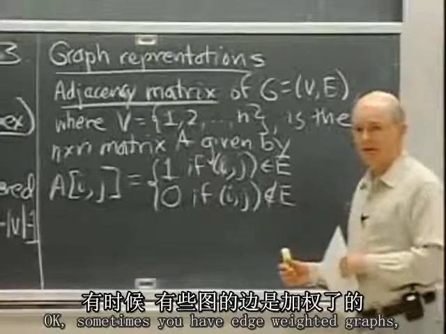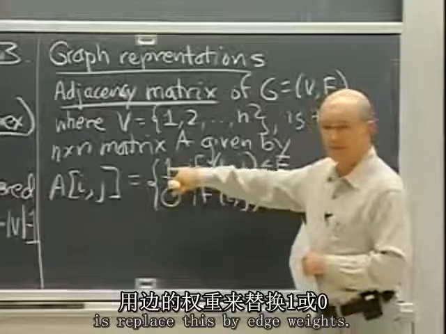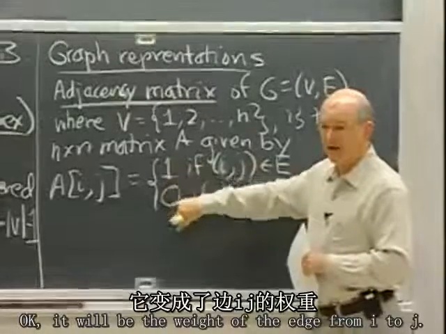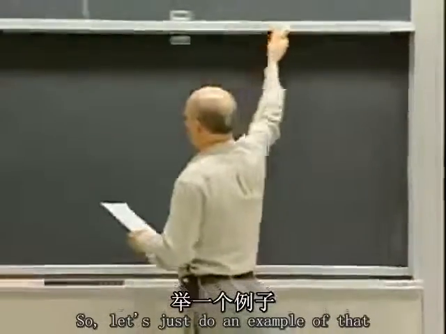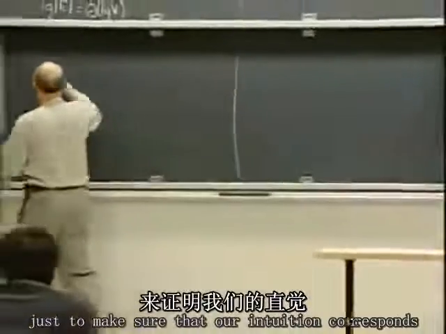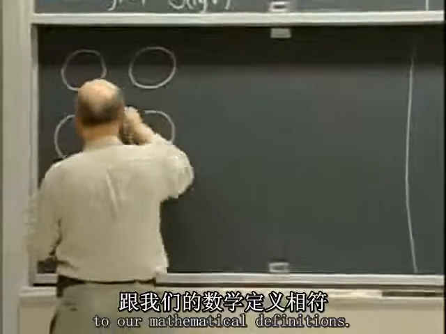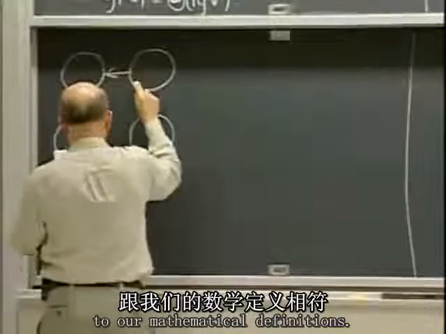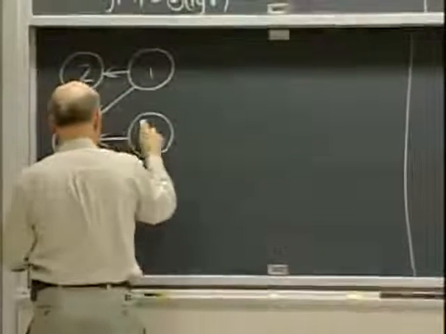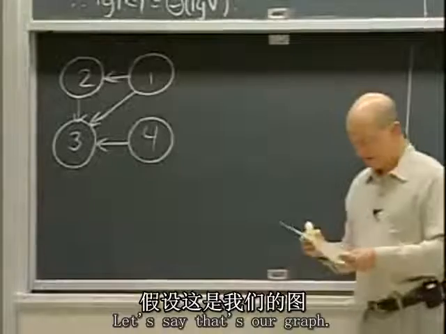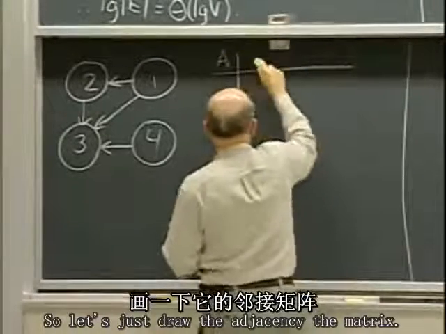Sometimes you have weighted graphs, edge-weighted graphs, and then sometimes people will replace this by edge weights. It'll be the weight of the edge from i to j. So let's just do an example of that, just to make sure that our intuition corresponds to our mathematical definition. Here's an example graph. Let's just draw the adjacency matrix.